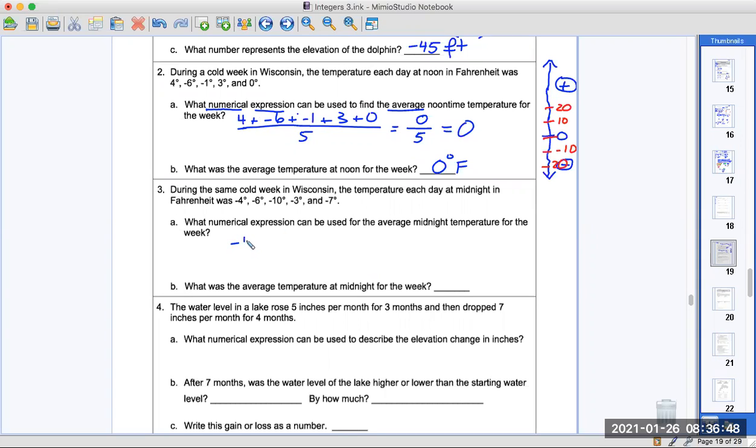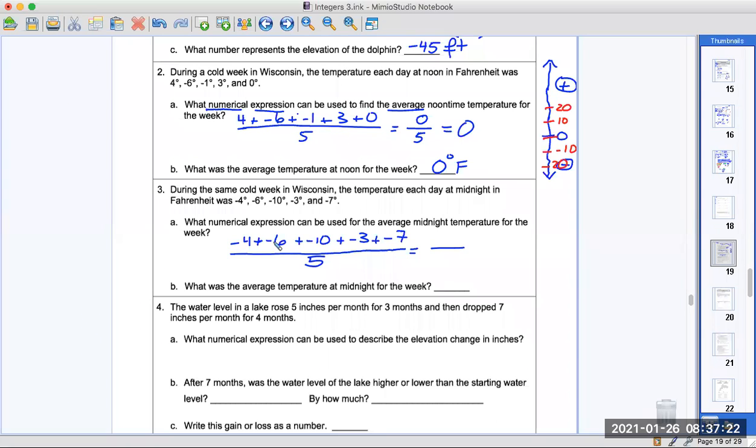-4 plus -6 plus -10 plus -3 plus -7. And who was that? That was me, Ruby. Ruby, good job. Now, what are we dividing by, Ruby? Last thing down here. When we find the average, we add them and then we divide by 5. Yeah? Now I want you guys to figure out the number on top.